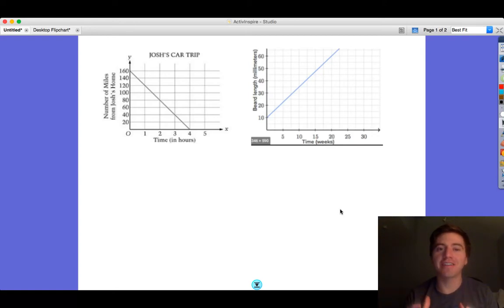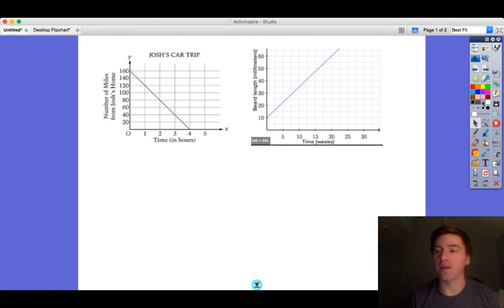Continuing our practice with the context of the situation. Can we look at a graph and say, okay, here's what's going on with the real world situation, and here's what's happening with the model that this graph is trying to talk about? I want to go through just a few more examples with you.